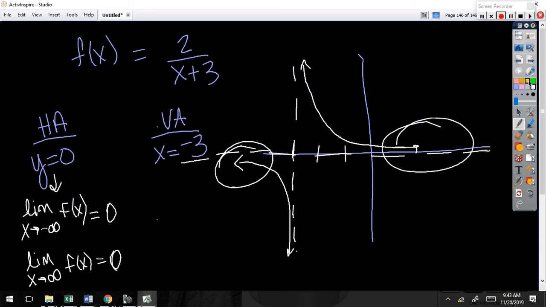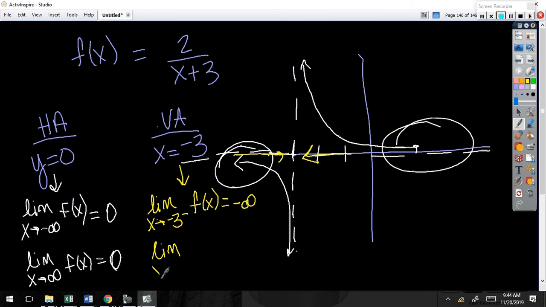But now when we get to vertical asymptotes, this time we're going to approach -3 from the left and from the right, and see what happens. So the limit as x approaches -3 from the left is what? As I get closer to -3 from this direction, what is the graph doing? Negative infinity, because it's shooting down. But as I approach -3 from the right, it's going up. That's exactly right.